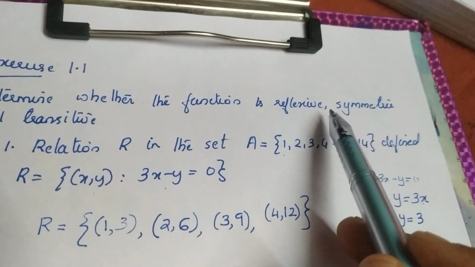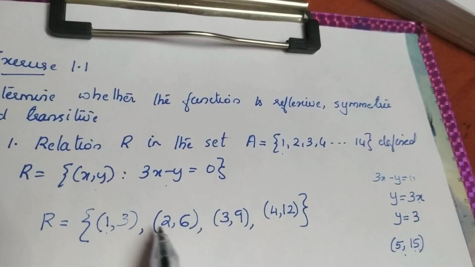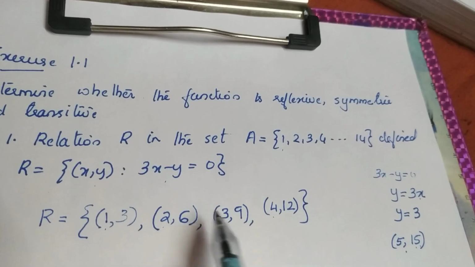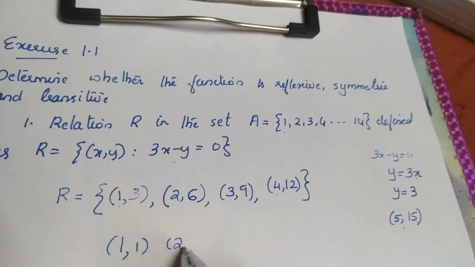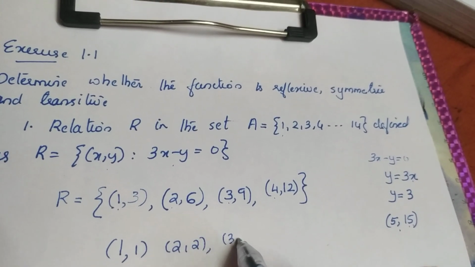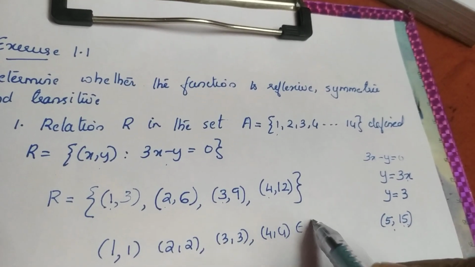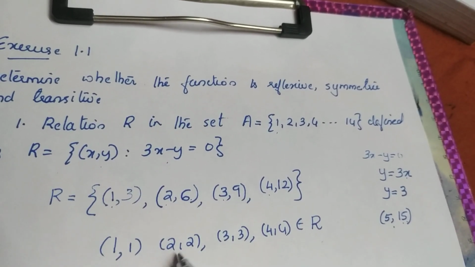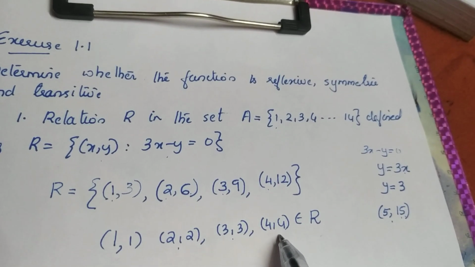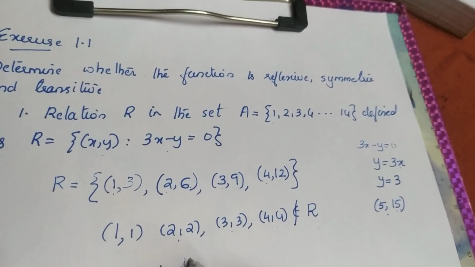To check whether it is reflexive, what we need to do is take the first elements of each ordered pair: 1, 2, 3 and 4. If R is reflexive, (1, 1), (2, 2), (3, 3) and (4, 4) must be elements of R. Here (1, 1) is not there, (2, 2) is not there, (3, 3) is not there, (4, 4) is also not there. So the conclusion is it is not reflexive.